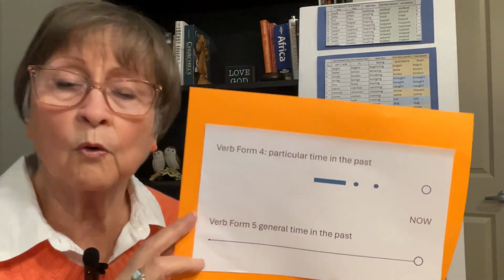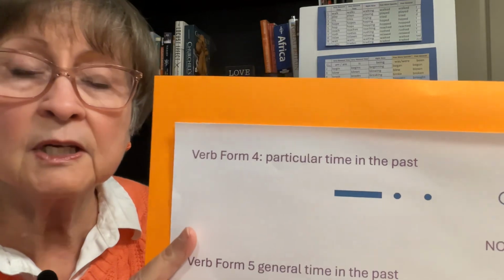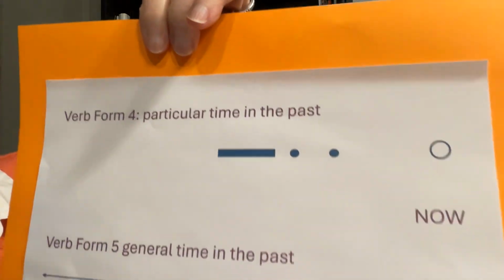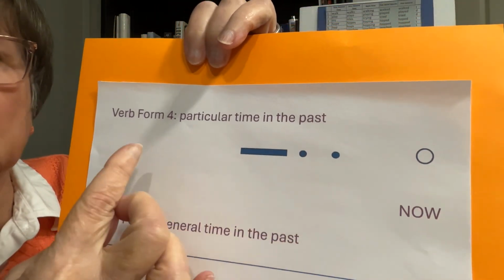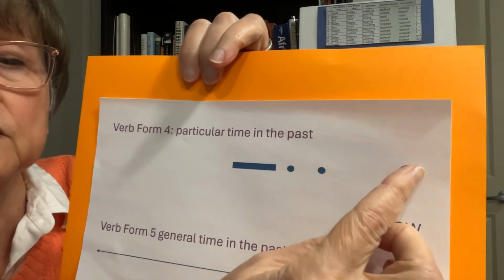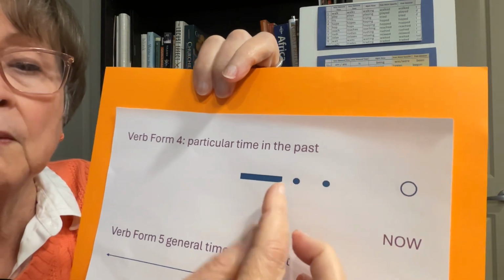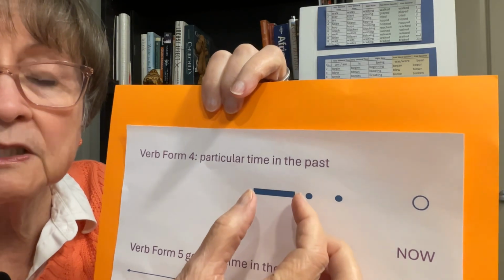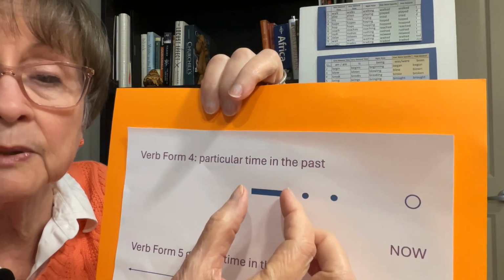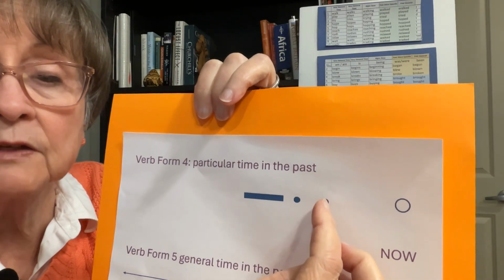I want to start off with pointing out the difference between a Form 4 and a Form 5. And I like to do it with a visual so that you can see the concept. So here we have right now. The circle is right now, and this is before now in the past. When I'm using Form 4 and I use a verb, I'm talking about a time in the past, a more particular time, maybe more than once, or it might be a section of time. For instance, during my high school years, that's a specific time, but it's stretched out a little bit. Or this morning when I got up, that would be a specific time.